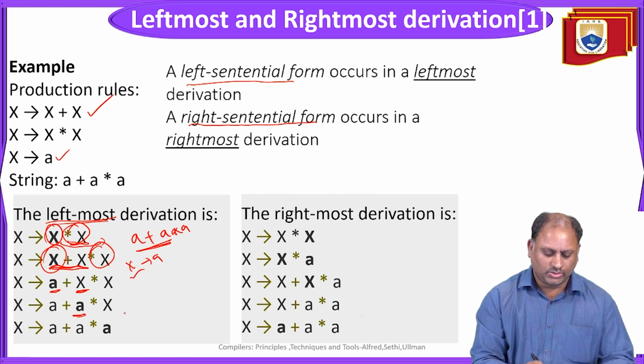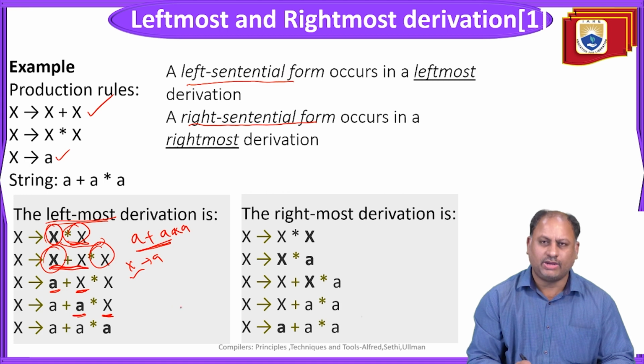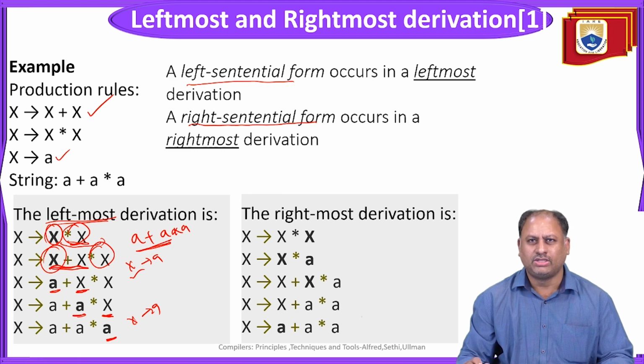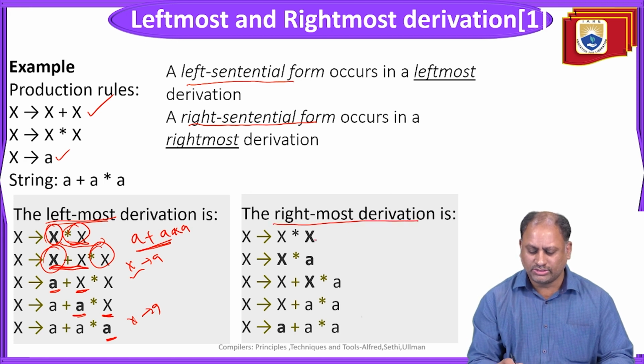So we are getting one more thing. The next leftmost non-terminal is capital X, so we are going to replace it with x derives a. So this is replacing of the non-terminal at the leftmost non-terminals, and then we reach to the right. Whereas if we come to the rightmost derivation, we have to start from the rightmost non-terminal that is to be replaced. So here our task is to reduce the resultant string a plus a star a.